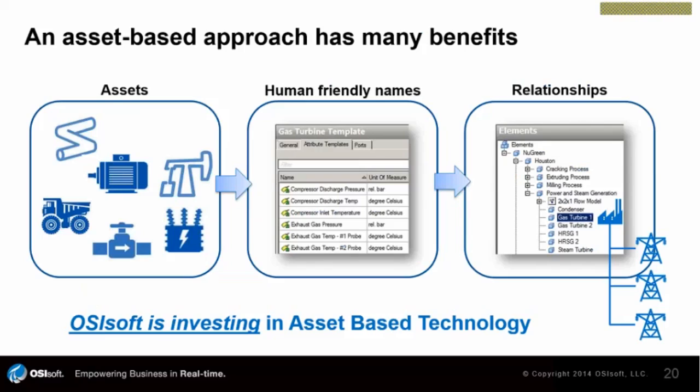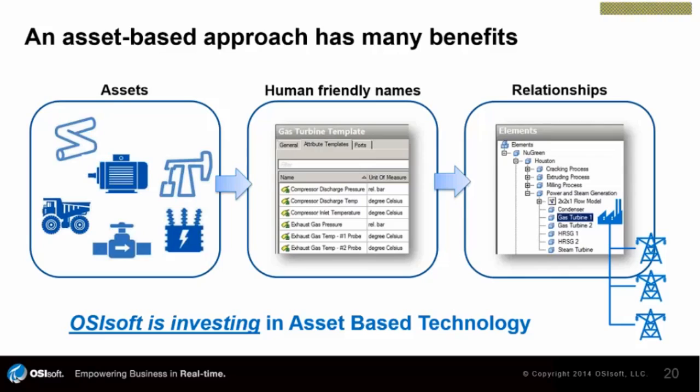So here's a concrete example. Let's say you worked at a manufacturing plant or maybe an oil and gas installation, and you have some power generation equipment on site. So what you see on the screen here is a representation of some of these assets and the properties that are associated with these assets.